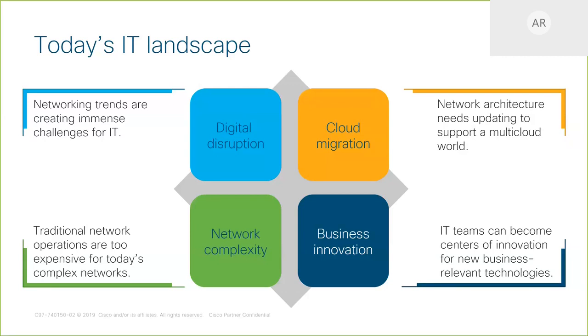Just the landscape of today's network, where all of the different digital disruptions from IoT to so much video to so many apps, the network complexity, so much more complex the switches and wireless has become. Most of us are migrating to the cloud. A lot of our applications have been migrated to the cloud, whether we want them to or not. So this requires that we put in a new architecture or work with a new architecture within our networks.